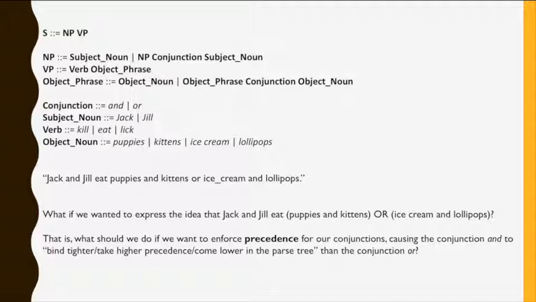Exactly. I mean, if we're looking at it from a natural language perspective, if I were to just say the sentence to you, Jack and Jill eat puppies and kittens or ice cream and lollipops, I feel like intuitively we would group the puppies and kittens phrase together and the ice cream and lollipops phrase together, and we would want to say something like this: Jack and Jill either eat puppies and kittens or they eat ice cream and lollipops. I mean, do you feel like that's the natural way to say it in English? I do, I agree. Okay, now let's try to enforce that in our Englishy grammar. Yeah, let's try to do that.